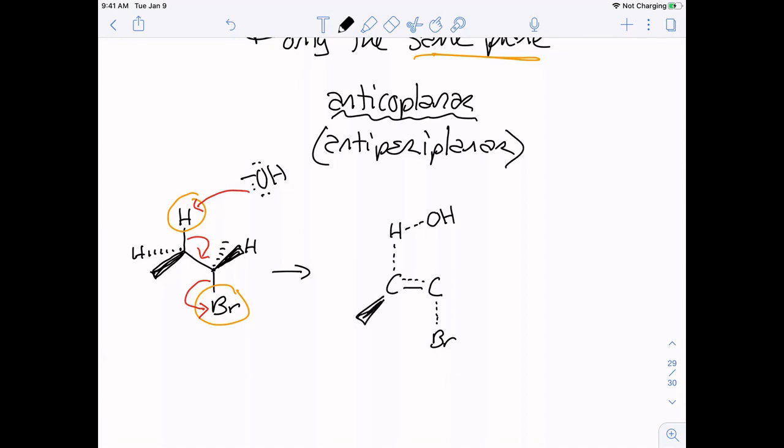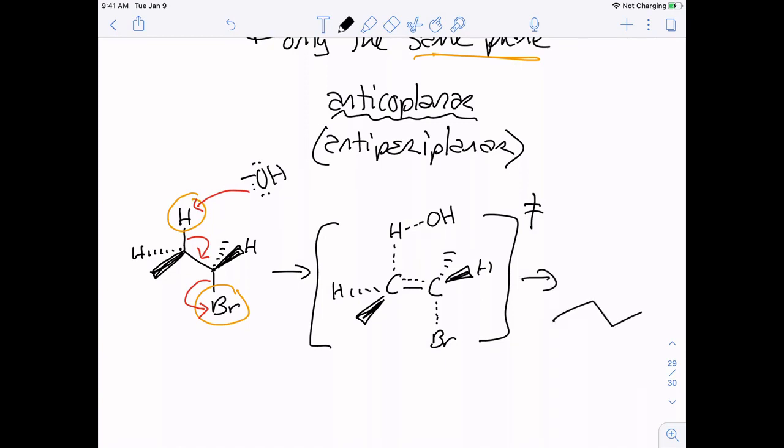I'm going to get my other groups on here. And then our notation for a transition state. So those brackets. And then our double dagger symbol, and then our product. Is my new alkene. I also have water and then bromine floating around. You don't need to show me the water and the bromine. I really only am focused on the organic product, but if you wanted to show it all, there it is.